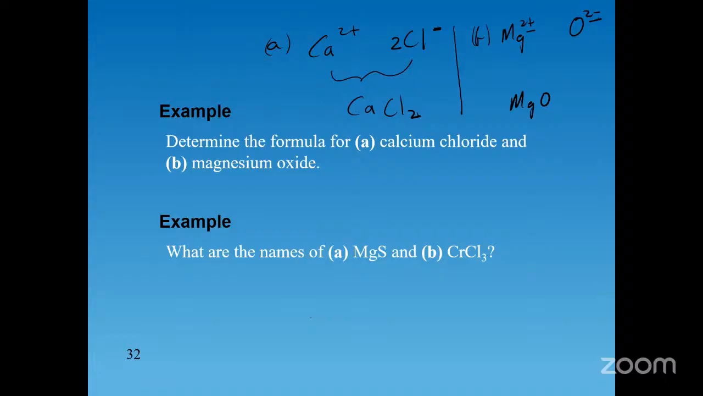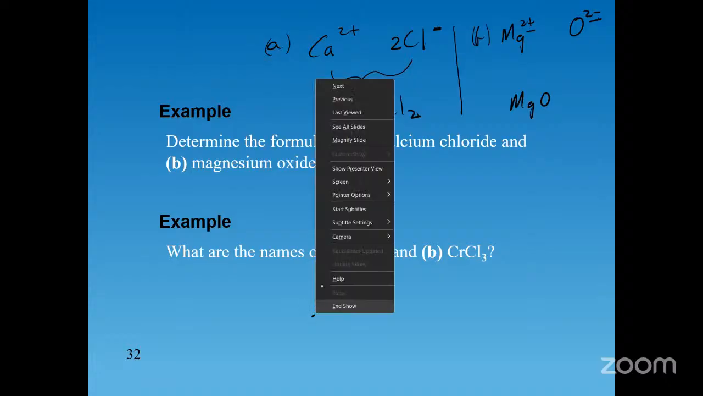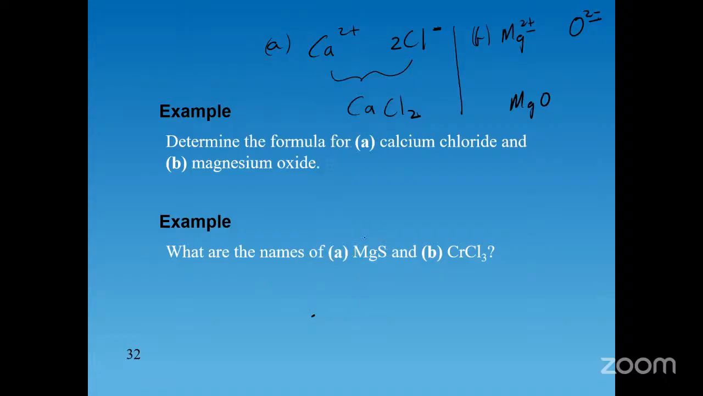Now, that's the first part. The question in the second part is asking, what are the names of these two compounds? MgS. So what do you think the name of this compound is? Magnesium sulfide. Okay, so that's that. And what about B? CrCl3.